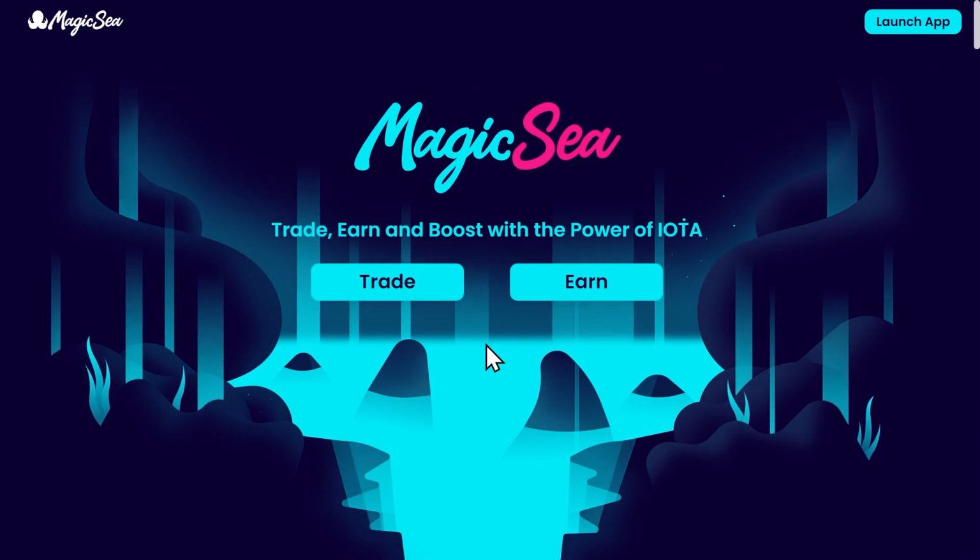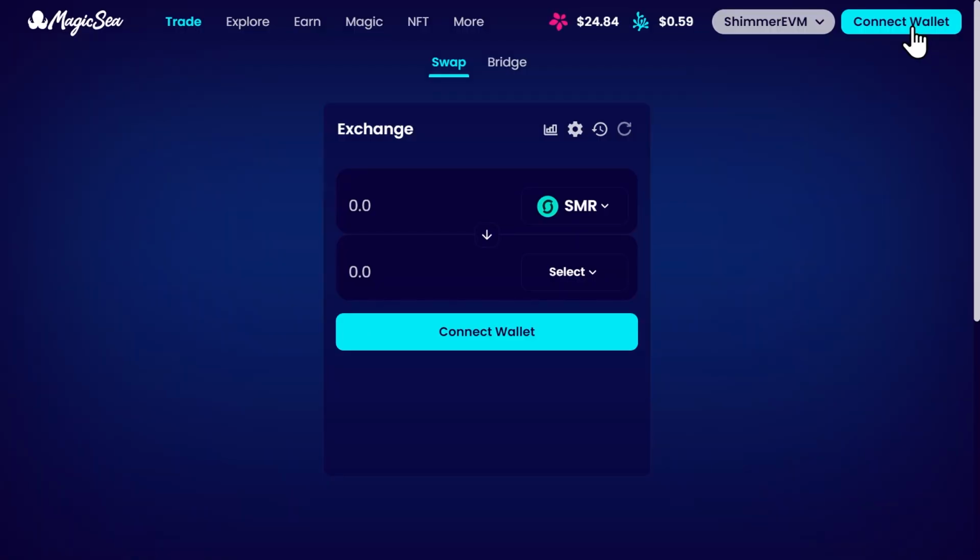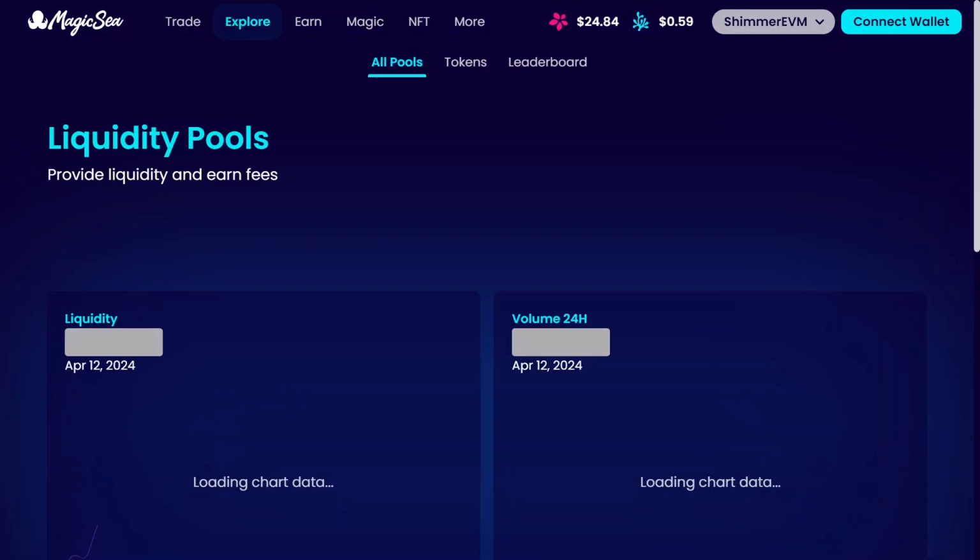How to earn on MagicSea. Starting from the landing page, navigate to the top right to launch the app. By default, it will open with the trade page. In order to provide liquidity, you need to click on Explore.